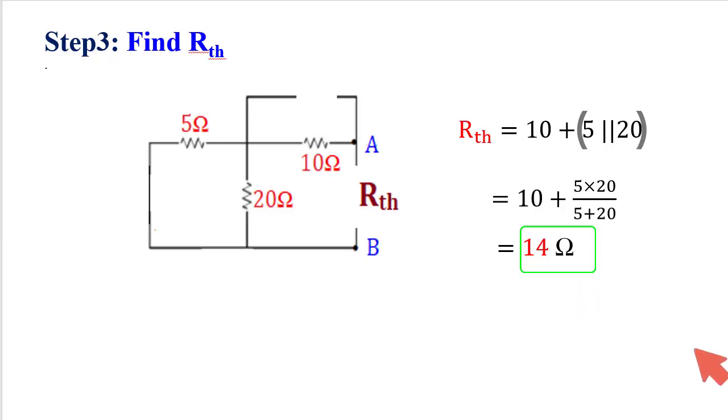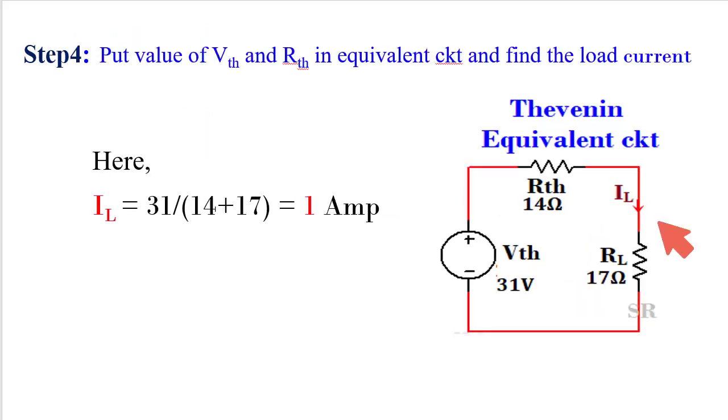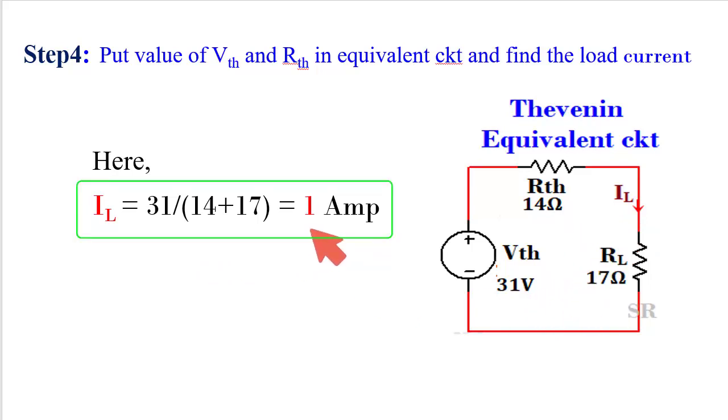This is RTH. To calculate the ultimate load current, we need to put the value of VTH and the value of RTH in the equivalent circuit. So in this case, what will be the current IL? That will be this voltage 31 volts divided by 14 plus 17. So ultimately the current is 1 ampere.